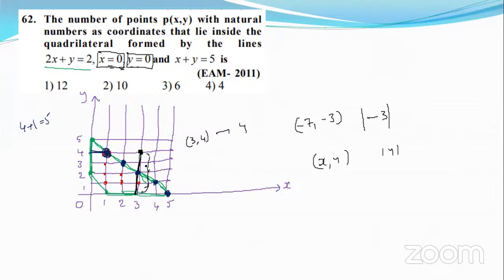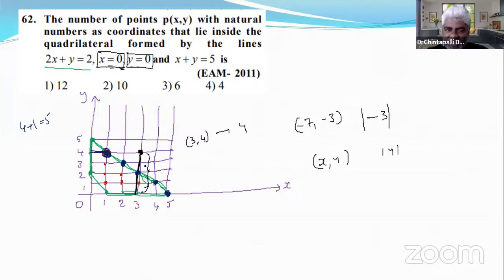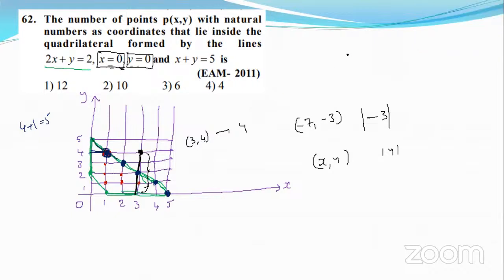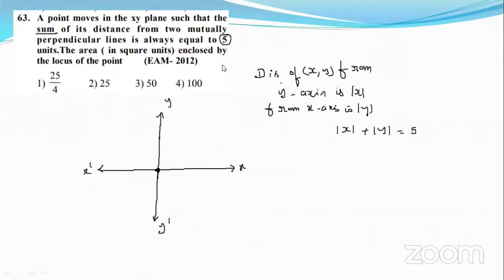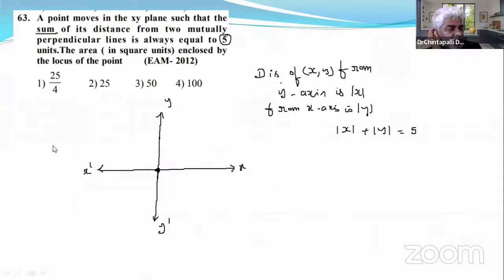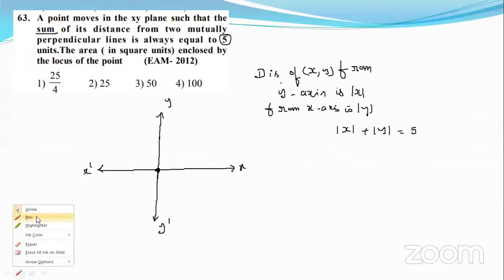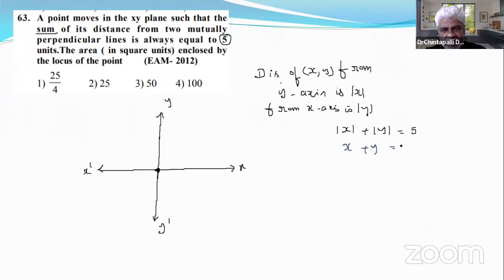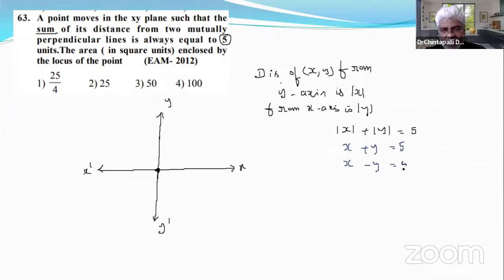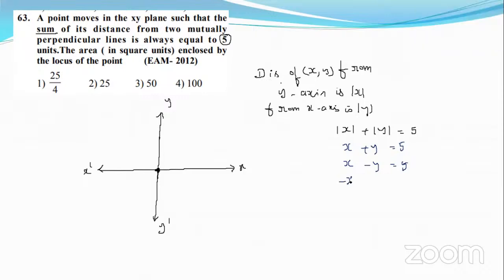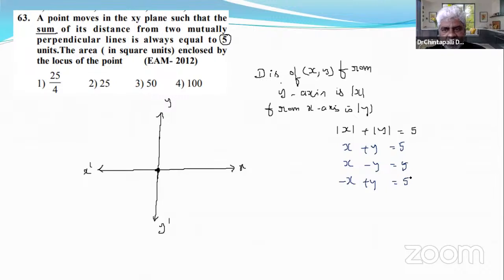The points whose sum of distances from the x and y axes is 5 form a straight line. Of course, it need not be 5. It can be anything, but it is a straight line. Got it? So mod x plus mod y equals 5 has four cases. First case, both positive: x plus y equals 5. Second case, x positive, y negative: x minus y equals 5. Third case: minus x plus y equals 5. Fourth case: minus x minus y equals 5.